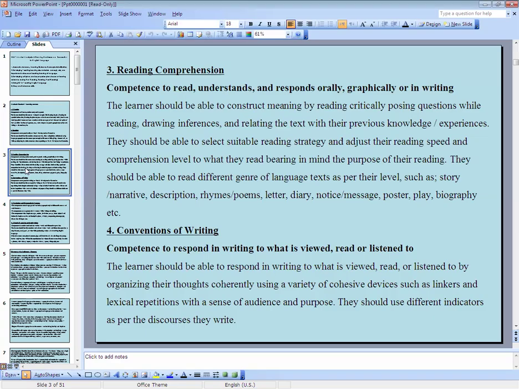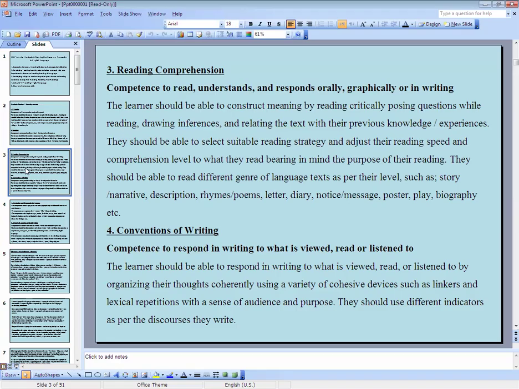They should be able to read different genres of language text as per their level, such as stories or narrations, descriptions, rhymes or poems, letters, diary entries, notices or messages, posters, scripts, biographies, autobiographies, and articles. Any kind of reading, they should be able to select it and read it.